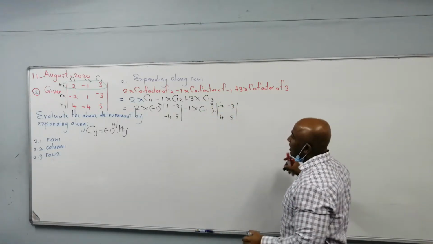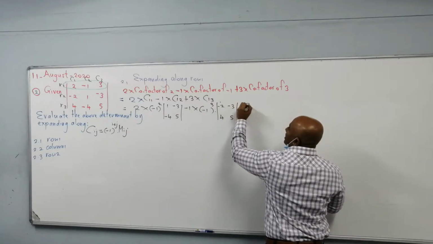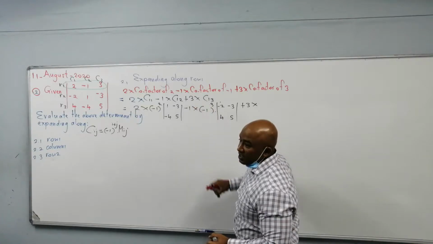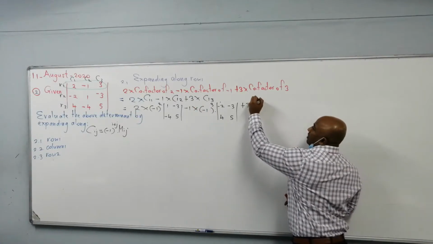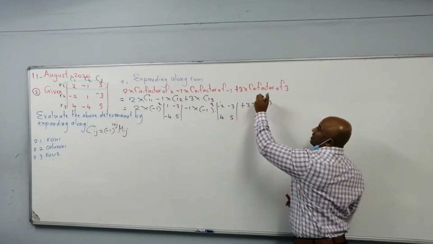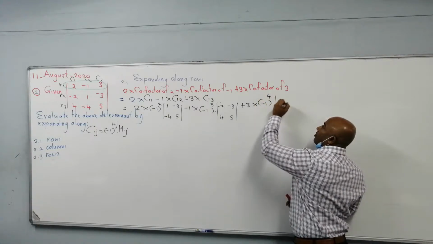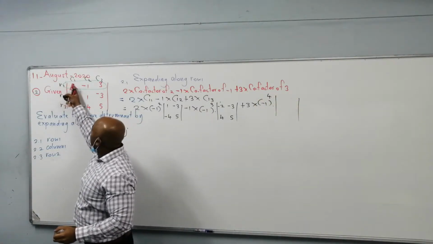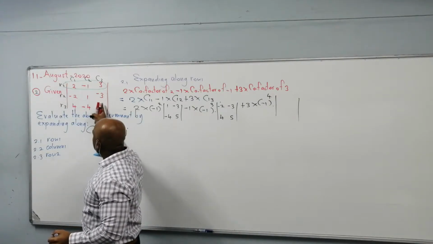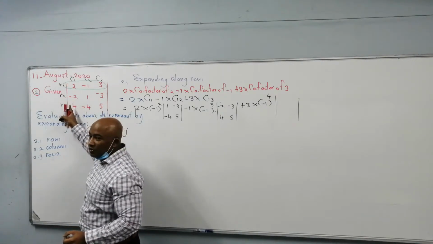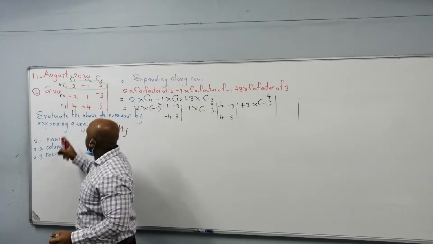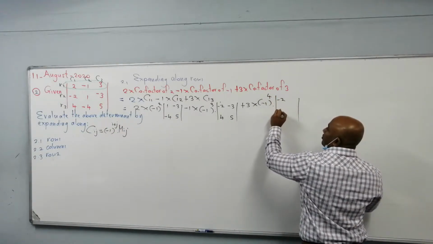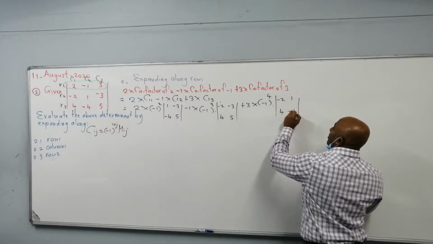Then our last one there is plus 3 times the cofactor of that 3. So that's C13. So that's going to be minus 1 to the power 1 plus 3, which is 4. And then you block row 1 out and column 3. So we are left with minus 2, 4, 1, minus 4.